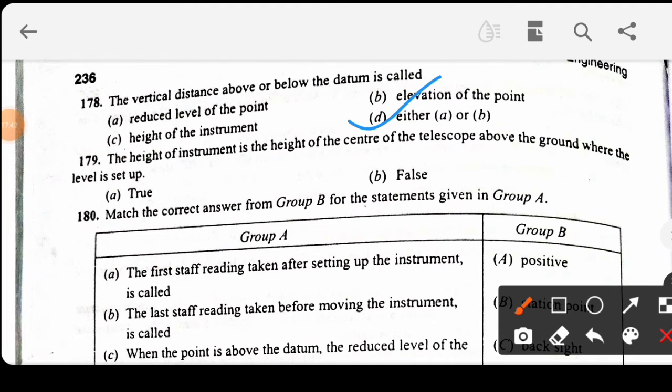The height of instrument is the height of the center of the telescope above the ground where the level is set up. False. It is false.